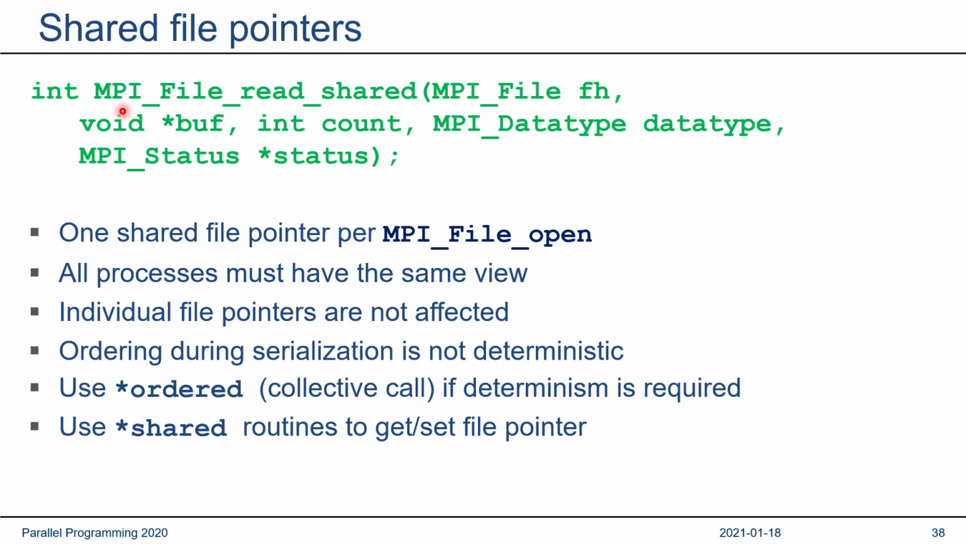If you use it in the way shown here, then the ordering is not deterministic. This means that if many processes call that read shared function, which is not collective in the way I've shown here, then you don't know which one goes first and which one gets the first chunk of data. If you need that, you use the ordered version of the call. It's collective. If you need a deterministic mapping of the file content to the MPI rank.